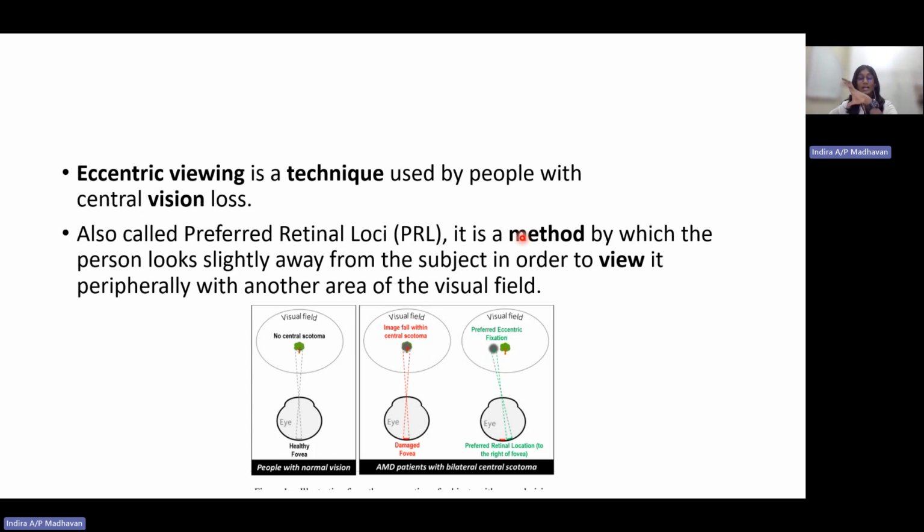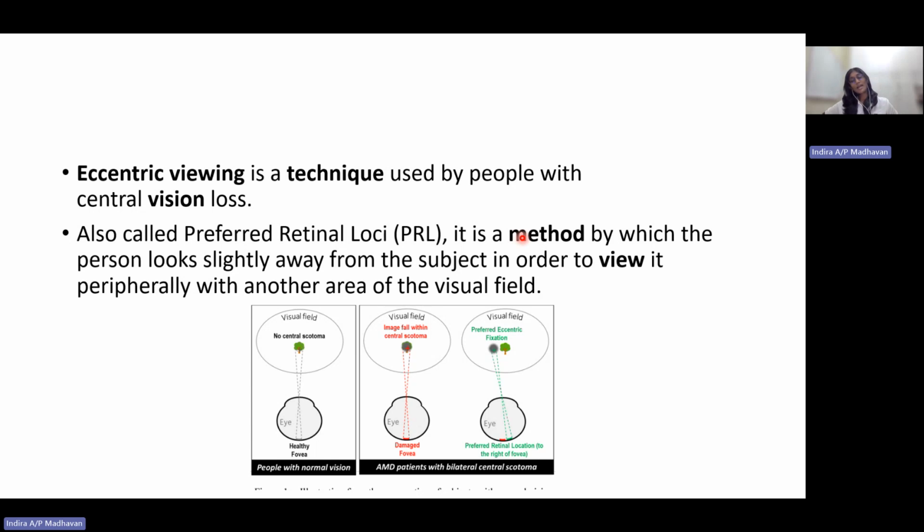Okay, so when they move the eye to one side, which is still healthy, the peripheral macular area, if they are able to do it, then they can go for this training. Basically we are using the peripheral macular area, which is still healthy, to see the detail.